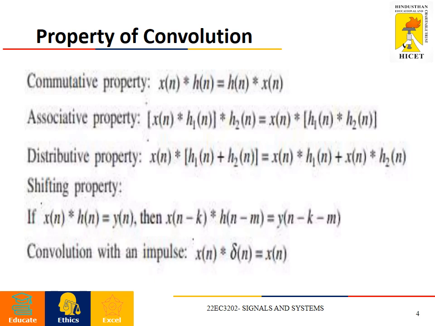Convolution with impulse. Here x of n convoluted with delta of n. The result will be x of n.